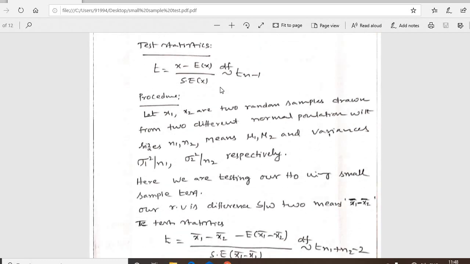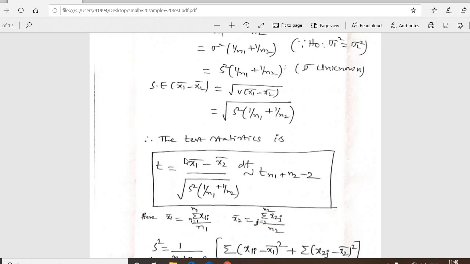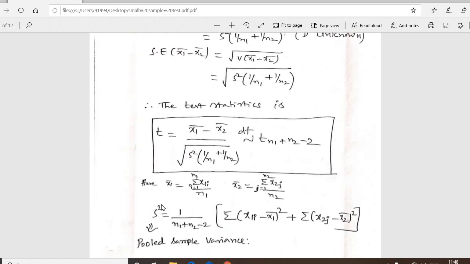Once again see the t formula, x bar minus E of x bar by the standard error of x bar. After simplifying the procedure, we get the formula t equal to x1 bar minus x2 bar by the square root of s square into 1 by n1 plus 1 by n2, which follows a t distribution with n1 plus n2 minus 2 degrees of freedom. Here x1 bar is the average of sample 1 and x2 bar is the average of sample 2. The s square formula is 1 by n1 plus n2 minus 2 times the sum over i equal to 1 to n1 of x1i minus x1 bar whole square plus the sum over j equal to 1 to n2 of x2j minus x2 bar whole square. This is called the pooled sample variance.